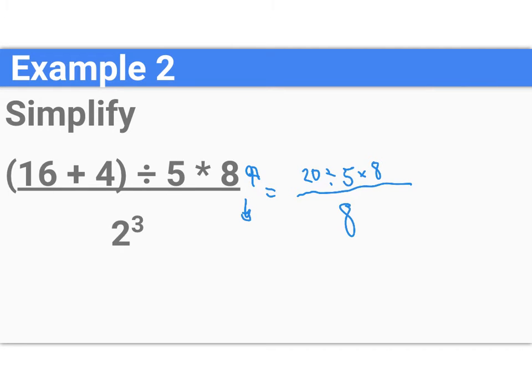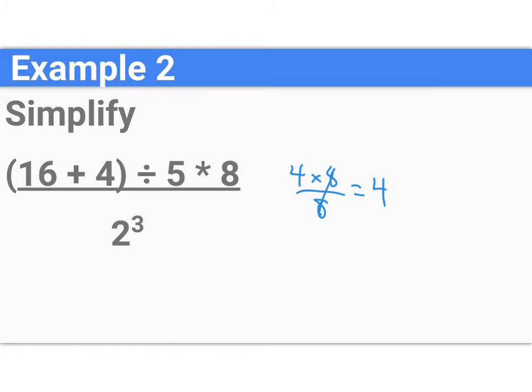And some people are going to say it doesn't matter how you do the next step, but what's important is that multiplication and division are equal. So you would do the 20 divided by 5 first, which would give you 4, then multiply by 8 over 8. And as we can see, 4 times 8 divided by 8, the 8's will cancel out and we'll be left with 4.